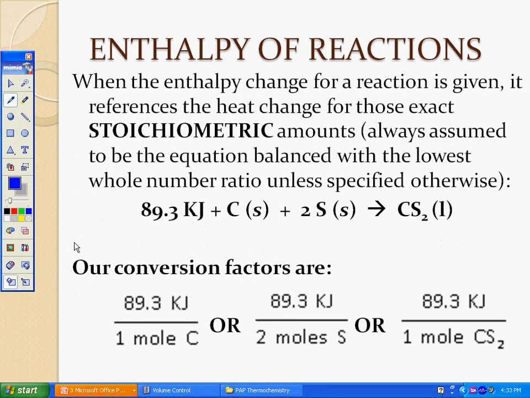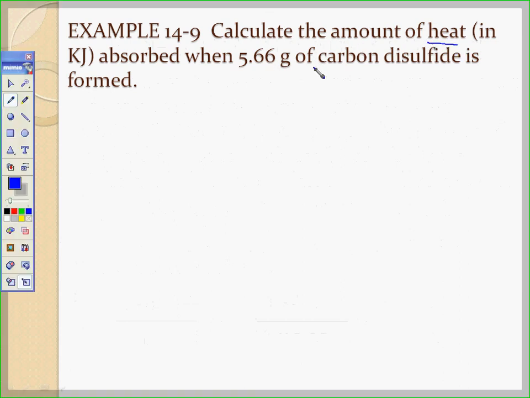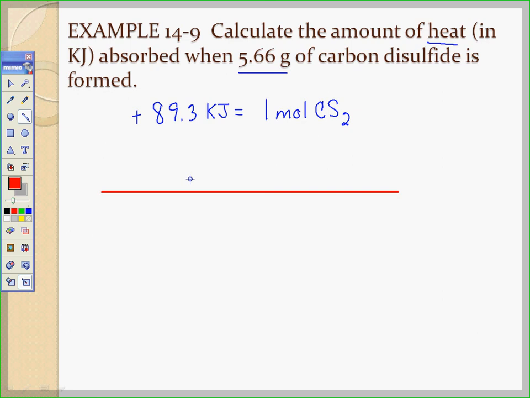This is going to be dimensional analysis. So in that example, we want to know how much heat was absorbed if I had 5.66 grams of carbon disulfide. Well, remember, the conversion factor was plus 89.3 kilojoules equal to 1 mole of carbon disulfide. So I want to set up a dimensional analysis. I need to go from mass to moles. Once I have moles, I can go to kilojoules. So the strategy is to go mass to moles and then moles to kilojoules.